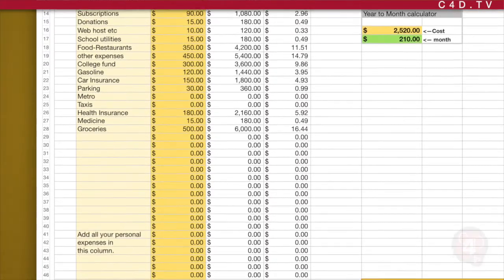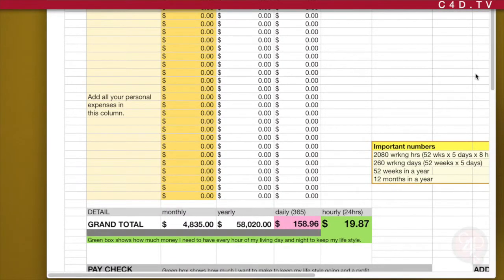At the bottom of this list, you are going to see that there are some detailed results in here. As you can see, you will be able to calculate your monthly expense on the lifestyle that you have. Also, how much you need every single year to continue with that lifestyle that you have. And of course, the daily expense. So every single day, you have to make at least $158.96 to live the life that you are living right now.